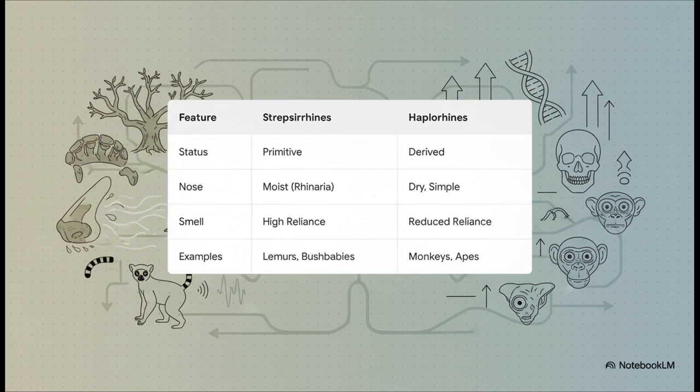A good way to think about it is that strepsirrhines are kind of like the classic version of primates. They've kept a lot of the original ancestral traits. Haplorhines, that's monkeys, apes, and us, are more like the newer models with more recent or derived traits. It's not about one being better than the other, just two very different evolutionary journeys.